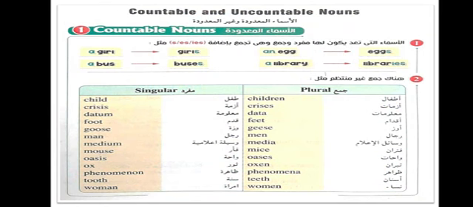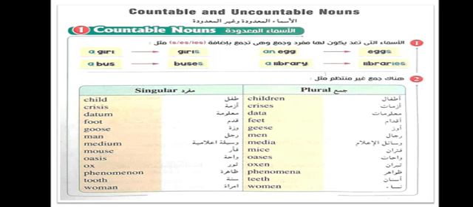We are going to talk in detail about each kind of them. At first, we are going to talk in detail about the countable nouns. The countable nouns, as we said, can come in singular and they can come in plural. When we use a singular one, we can use a, an, and one before it. And when we want to form the regular plural, we add s, es or ies to the end of a singular noun.